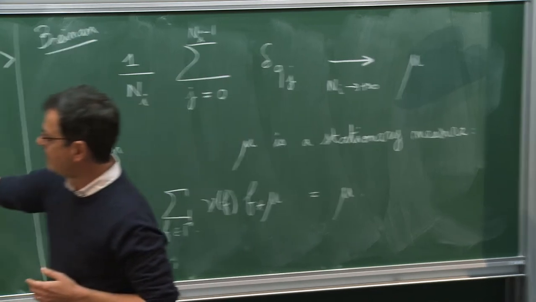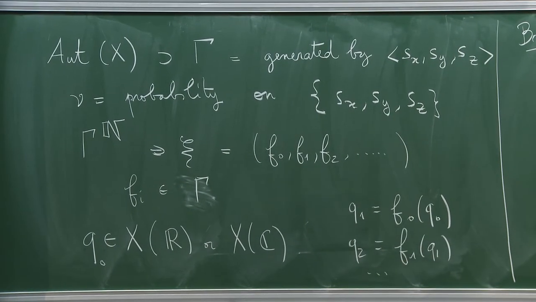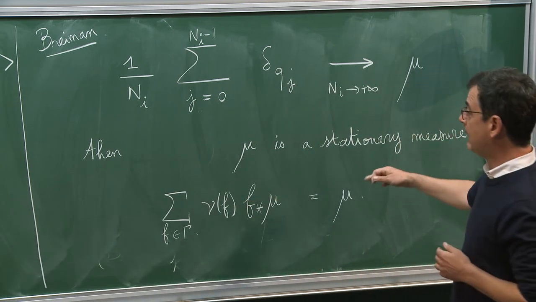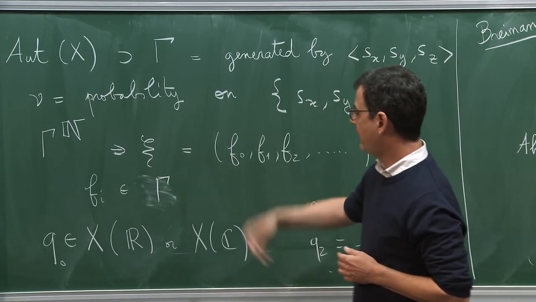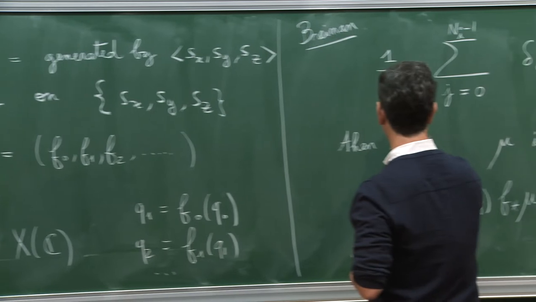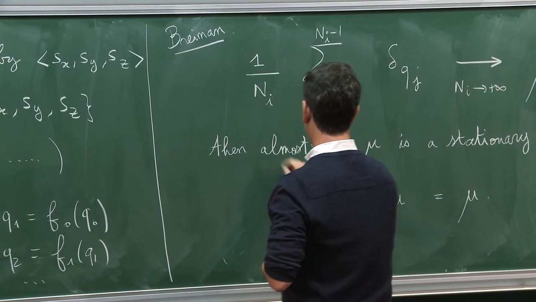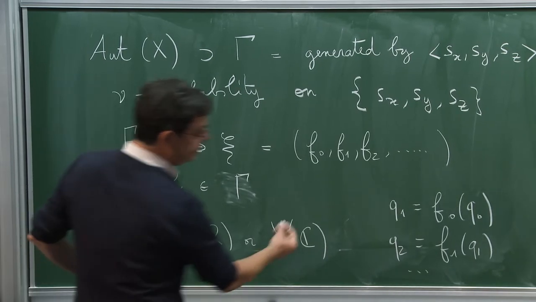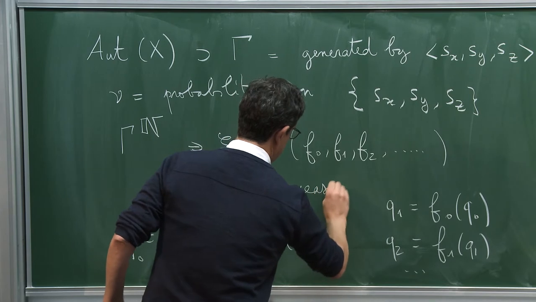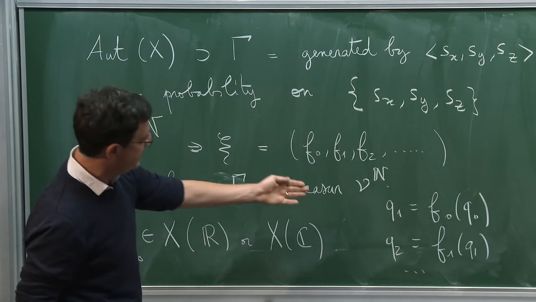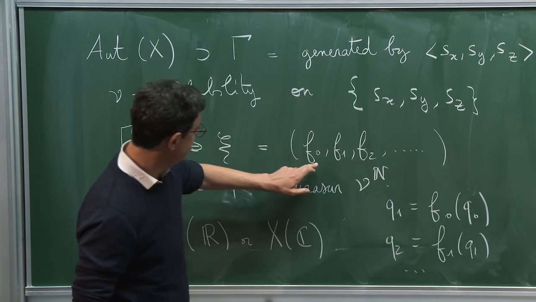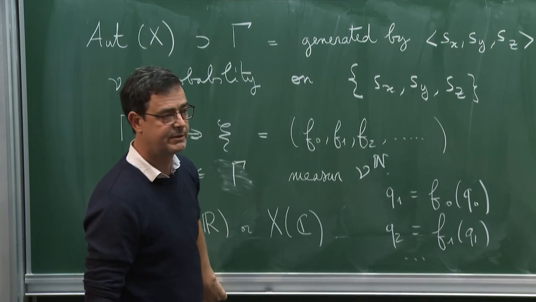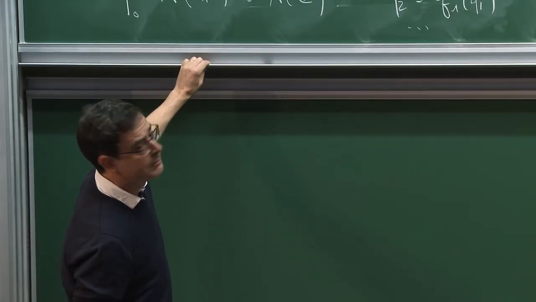Since I suppose that the support of nu is the set of the three involutions, in fact, the sum is over the three involutions. And here I leave some space because, of course, this is not true for any xi, so for any random iteration, but this is true almost surely. So almost surely on xi, which means that it's true with probability 1 with respect to the measure nu to the n, I mean, the probability measure which models the fact that the fi are taken independently and identically distributed with respect to nu.